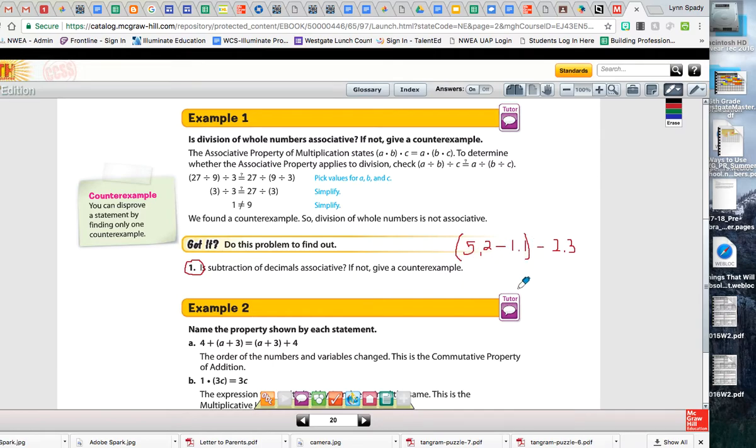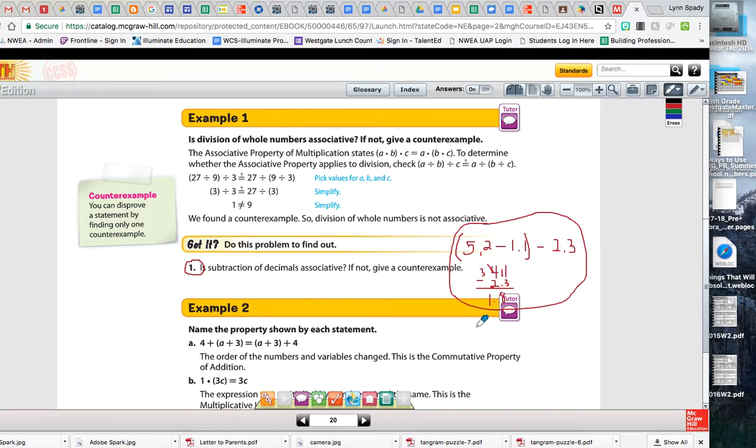Okay, so let's group those two together. What's 5.2 take away 1.1? Well, that's equal to 4.1. Okay, and when we take away 2.3, we get a subtraction problem here. We need to borrow, and we get 1.8. So with this example right here, we get an answer of 1.8.